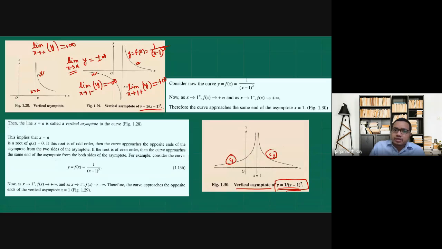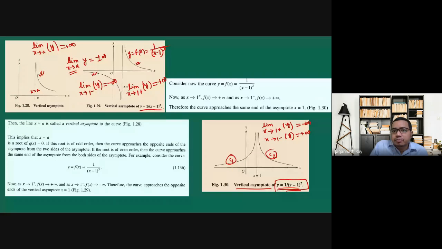Now, x tends to a, whether we go in the positive direction or the negative direction, the limit of y will be plus infinity. And if we go for the left-hand side limit, then it will also go to positive infinity. So that is for the vertical asymptote. Therefore, the curve approaches it.